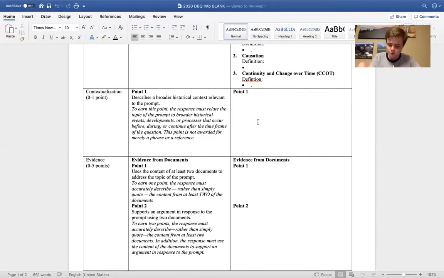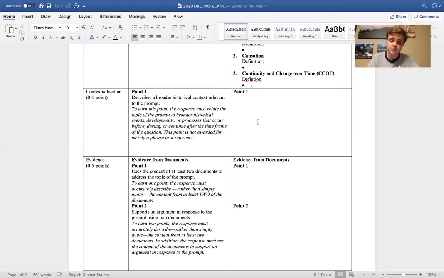But, and this is really, really important, so you need to make note of this. You cannot double dip your evidence. What I mean by that is that anything you use in the contextualization paragraph cannot, I repeat, cannot be used in your body paragraphs.